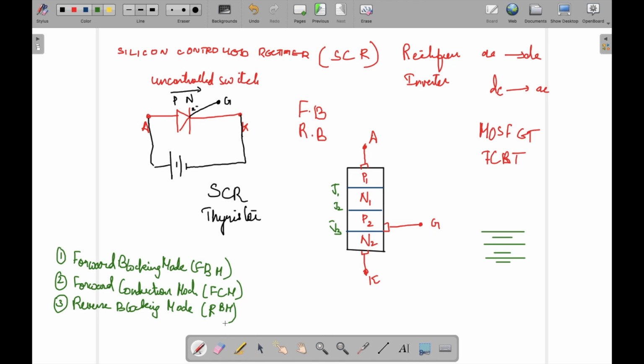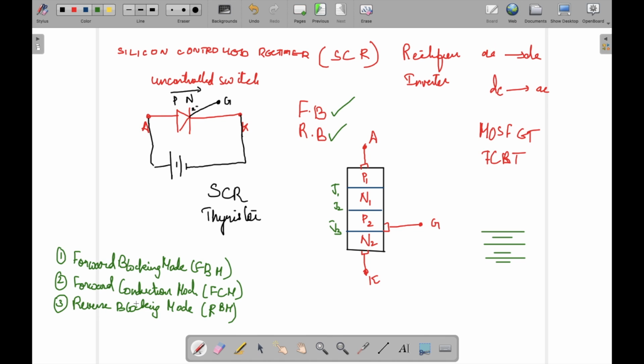Here you can see there is a direct comparison with the diode, and in a diode we have only two modes, that is forward blocking mode and reverse blocking mode. Now we have another mode coming in, the forward conduction mode. In this case we'll have forward blocking mode, forward conduction mode and reverse blocking mode.